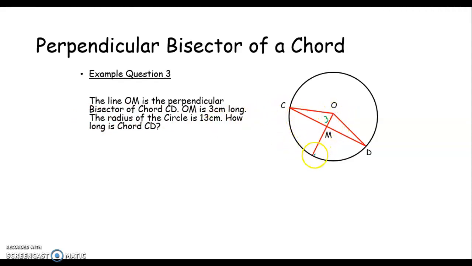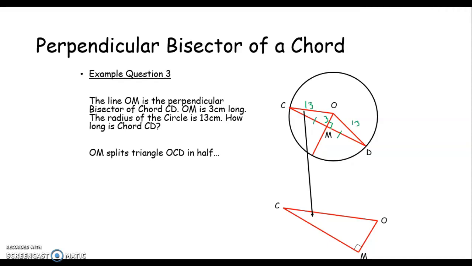So the radius, center to the edge, is 13. How long is the chord CD? So C to D, we want to know this whole length. We know that this radius splits the chord into two equal pieces and it meets it at 90 degrees. What we're going to do is take one of those triangles out and use Pythagoras to work out our missing information.